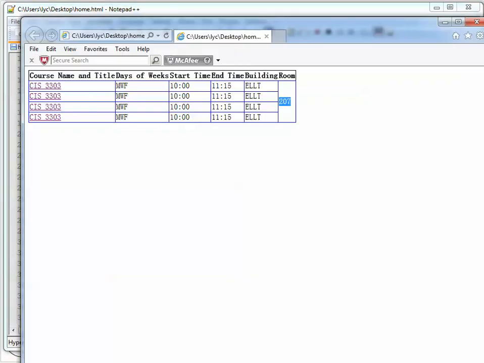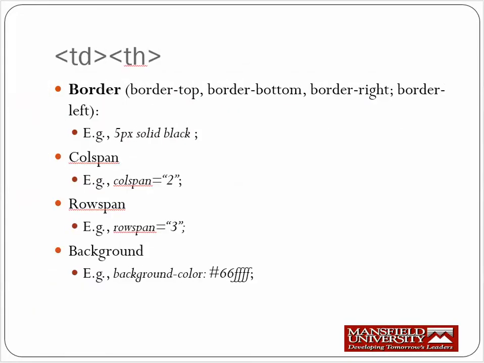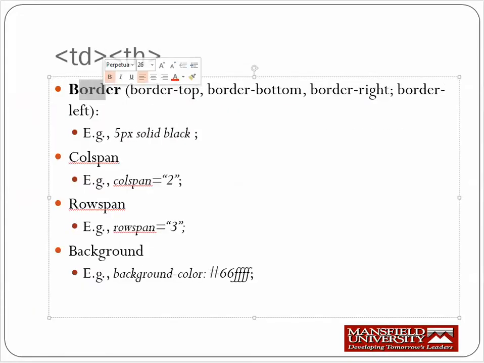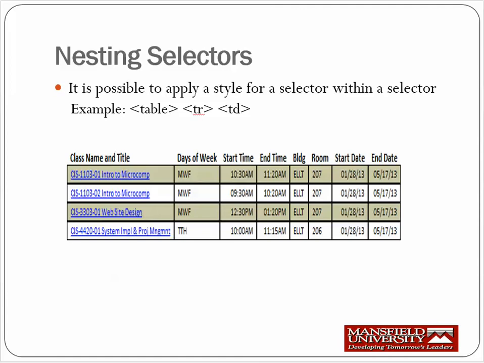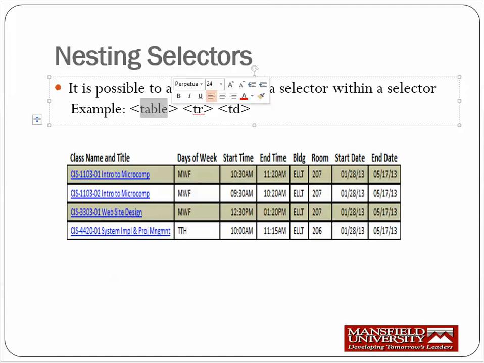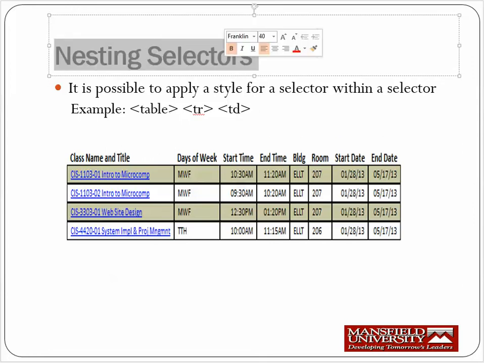Let's see what we get. Like this, the cell crosses 2 columns. So that's about the border of the cells, the column span, row span, and background color. Because in a table we have a row and a cell, then we may use a selector. What's that? Okay, let's see an example.